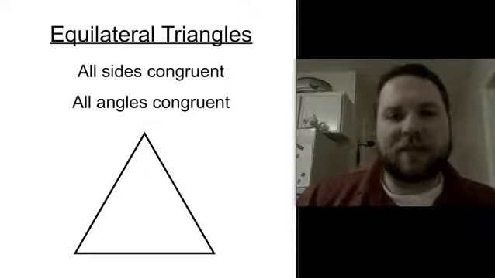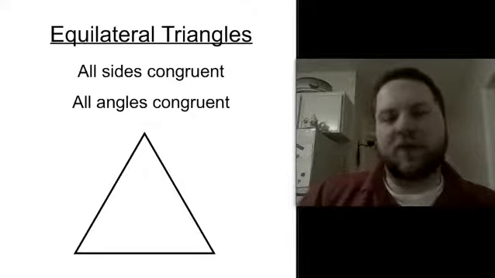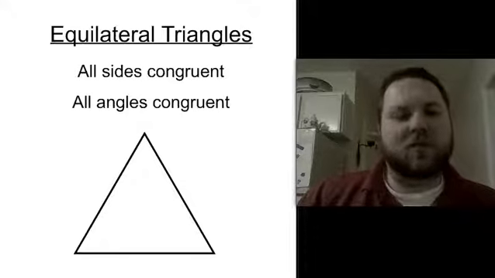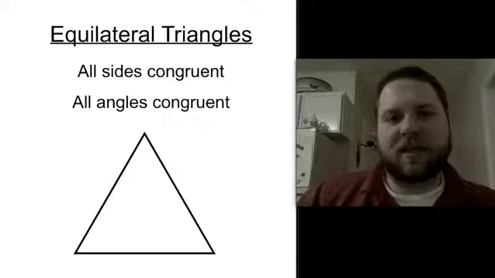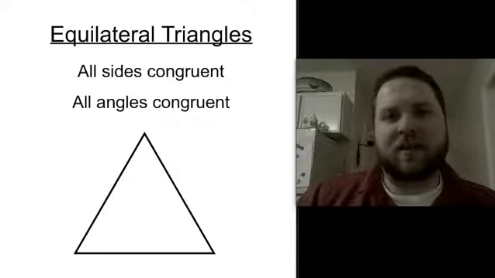So, summing up, we have three types: scalene, isosceles, and equilateral. With a scalene triangle, no sides are equal to each other. Isosceles triangles have two equal sides, and equilateral triangles have all three sides being of equal length.